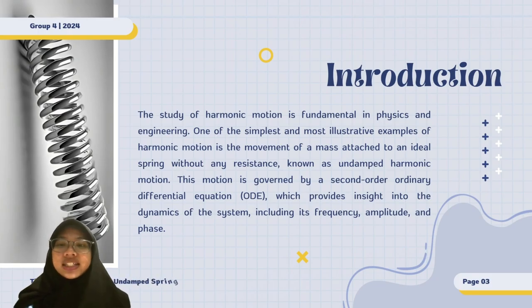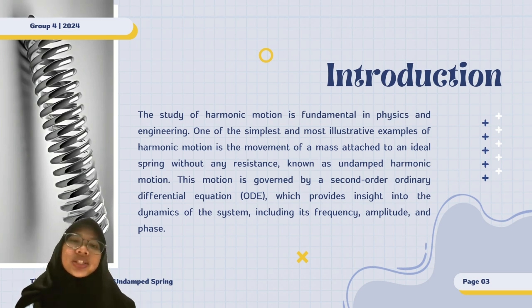Okay, for the explanation of undamped harmonic motion, the study of harmonic motion is fundamental in physics and engineering. One of the simplest and most illustrative examples of harmonic motion is the movement of a mass attached to an ideal spring without any resistance, known as an undamped harmonic motion. This motion is governed by a second-order ordinary differential equation or ODE, which provides insight into the dynamics of the system, including its frequency, amplitude, and phase.